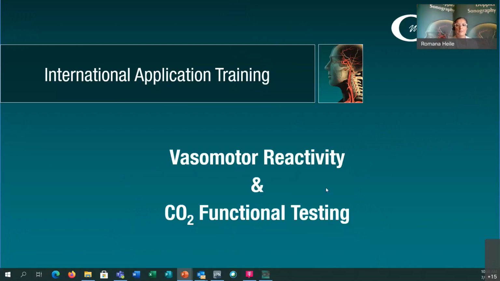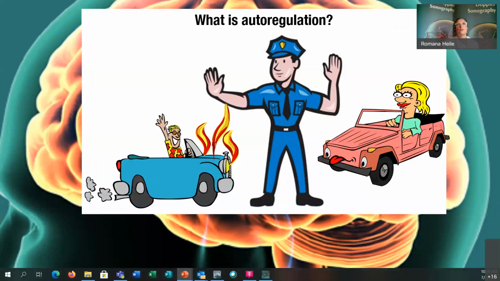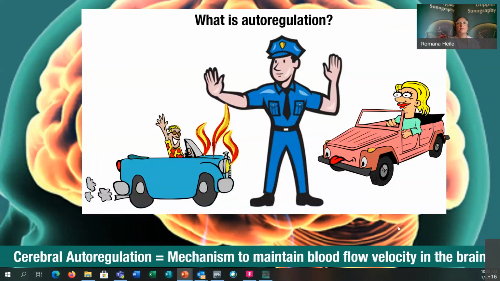So today's training topic turns all around the so-called cerebral autoregulation, and in particular about vasomotor reactivity and its test methods. As you most probably know, DWL offers a full range of CO2 vasomotor reactivity functional testing. So for those who are new, for those who did not hear about autoregulation and their test method.